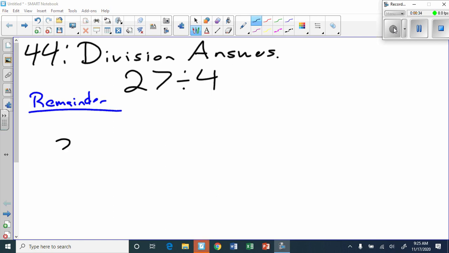So if I did 27 divided by 4, 4 does not go into 2, 4 goes into 27. We know 5 times 4. Oh, how about 6 times? 6 times 4 is 24, subtract, 3, and we would say remainder 3. 6 remainder 3. Now, when might be a situation we have to use a remainder?